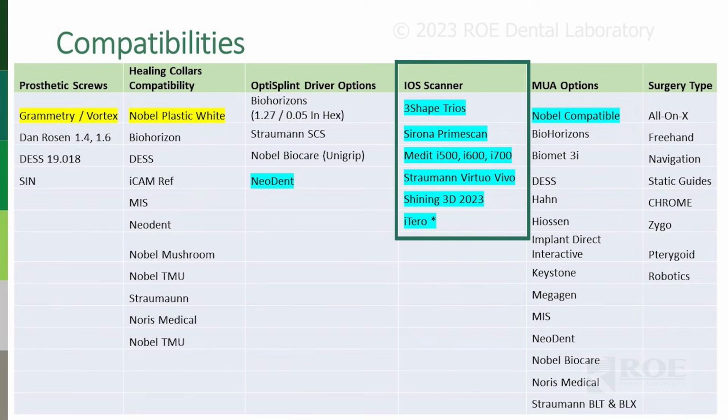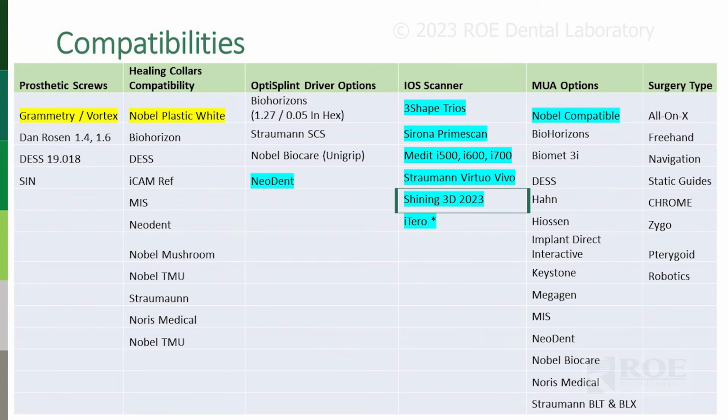Okay. These are the iOS scanners. We really just kind of say don't use iTero unless you are a very good iTero scanner. It really struggles with certain complicated scans like we do with this service. This is a new one. We sell this Shining one. Very accurate, very fast, and very affordable. Probably the least expensive of all of them.